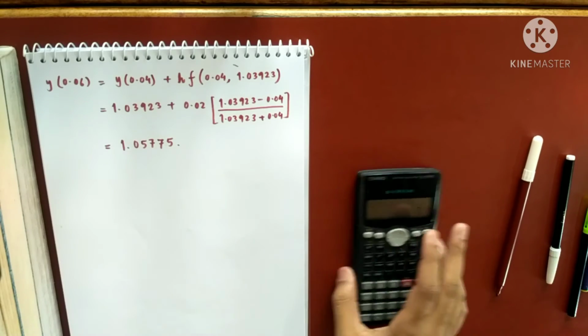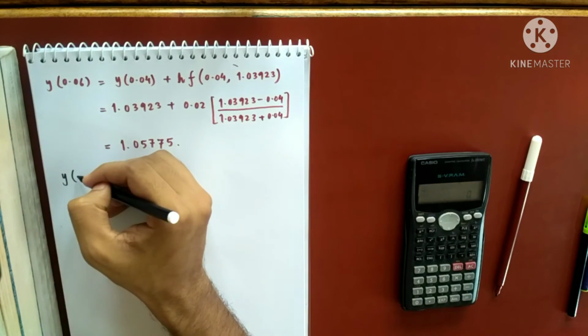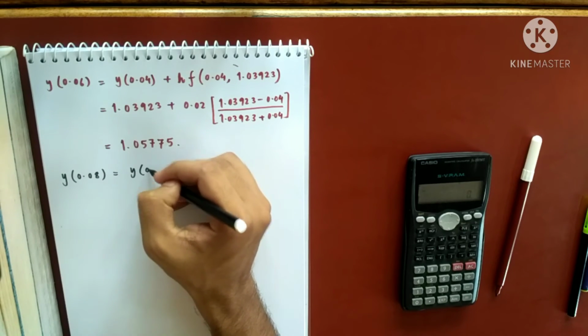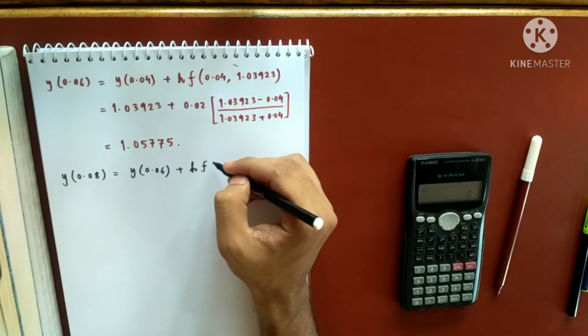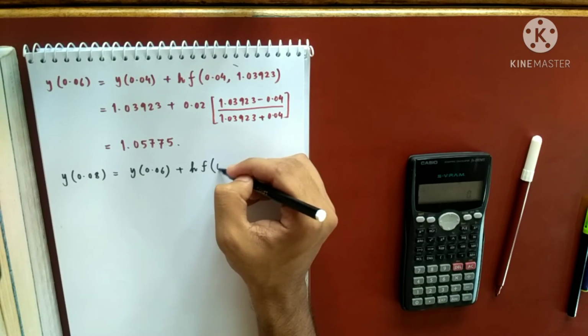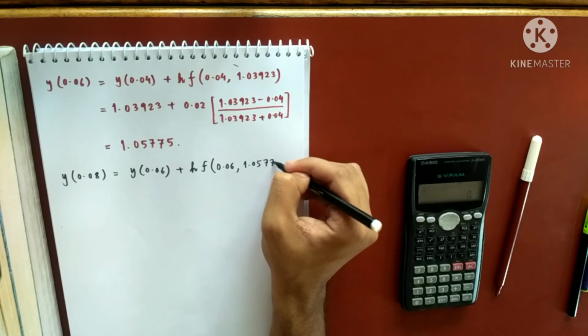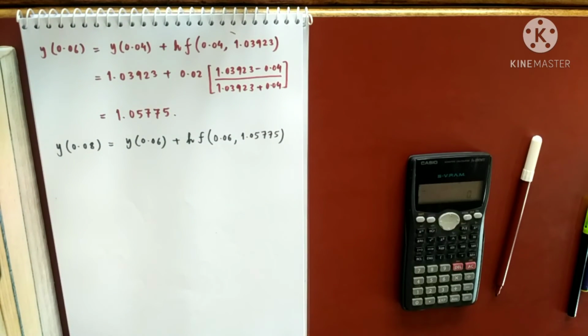Now the last 2 iterations, because I have to end at 1. So y at 0.08, this is what? Y at 0.06 plus h times f at the previous value 0.06 comma 1.05775. Please do this one and then we'll do the last one. Tell me what you are getting here.